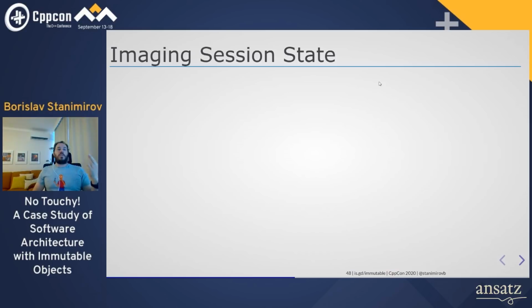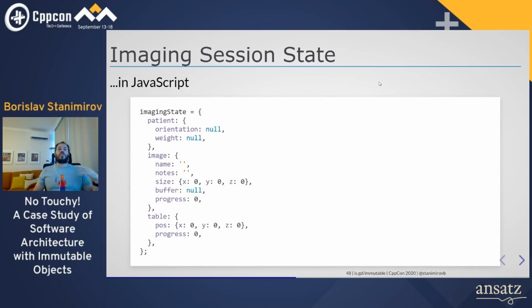Of course, our installation doesn't necessarily need to be used for treatment. It has an MRI attached to it, so you can use it for plain old imaging, like a regular MRI. So let's try to envision what this state might look like in JavaScript. So we have an imaging state, we have a patient, we have an image with some data like name, size, and buffer with the actual voxels of the image. And we have the table position, which we can move so we can adjust the patient in the best possible position.